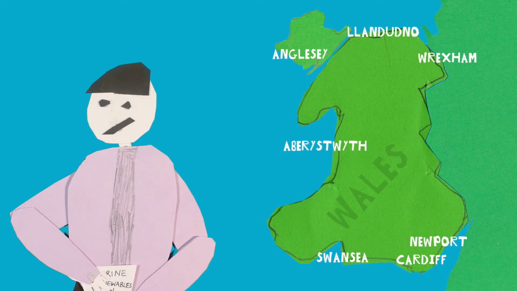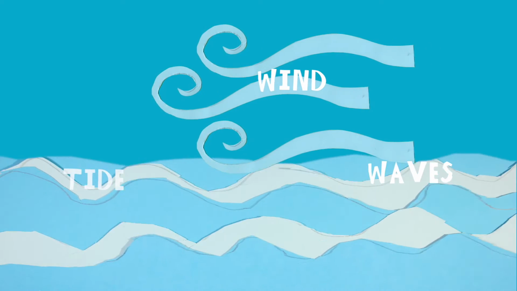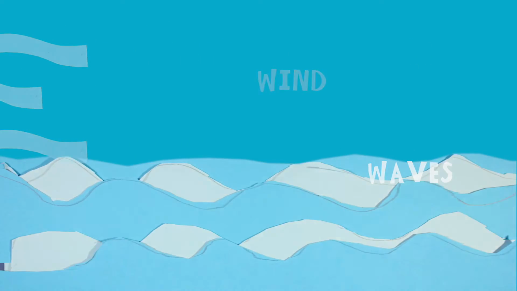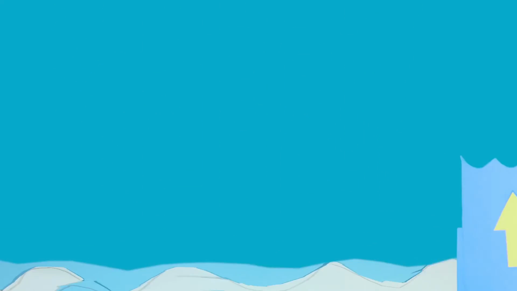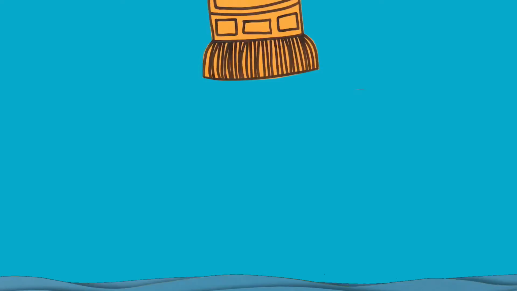Marine renewable energy is produced from renewable sources out at sea, sources like the tide, wind and waves. There are four main types of marine renewable energy: offshore wind energy, tidal range energy, tidal stream energy and wave energy.